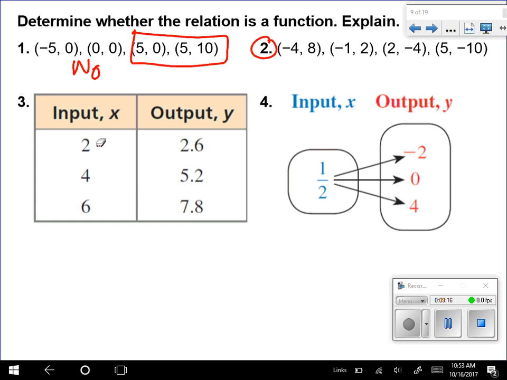For this input-output table, I have 2, 4, 6. They all have exactly 1 output, so yes, this would be a function, because they all have different outputs. So you try 2 and 4. And you'll have some examples like this on your homework.